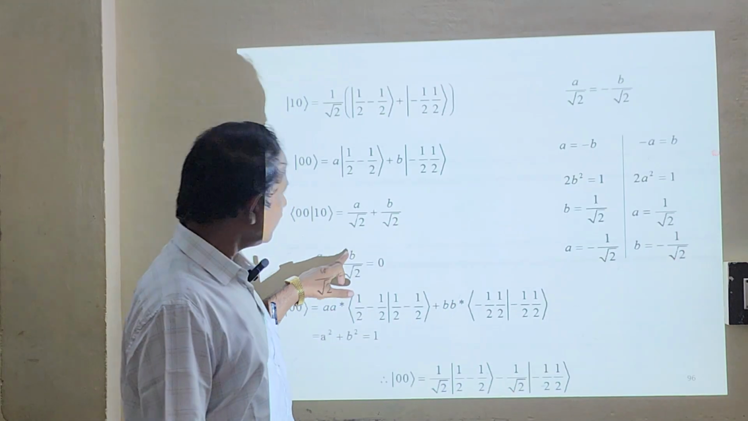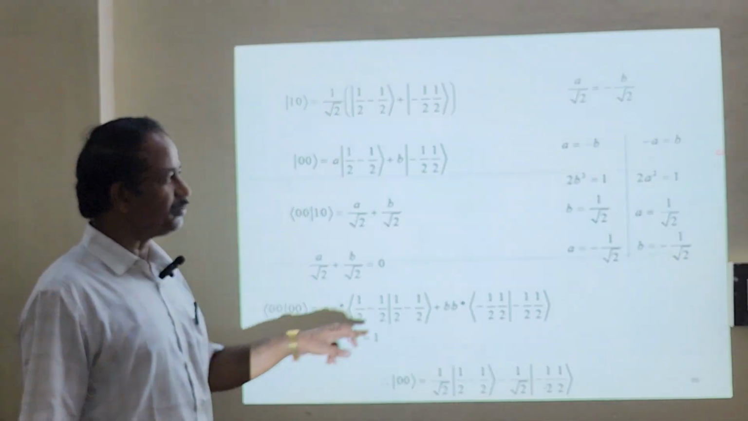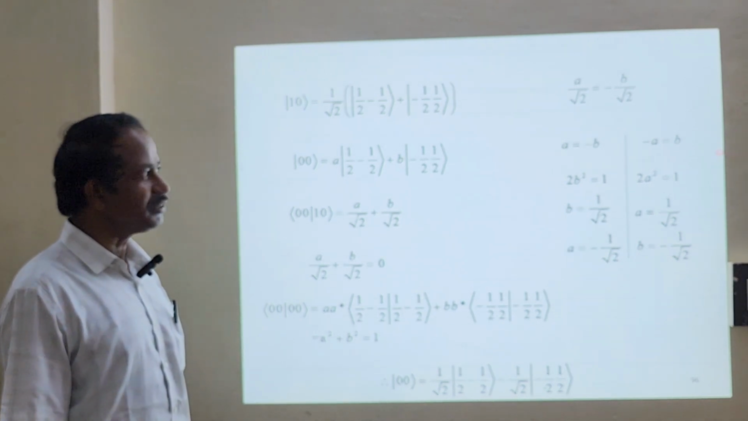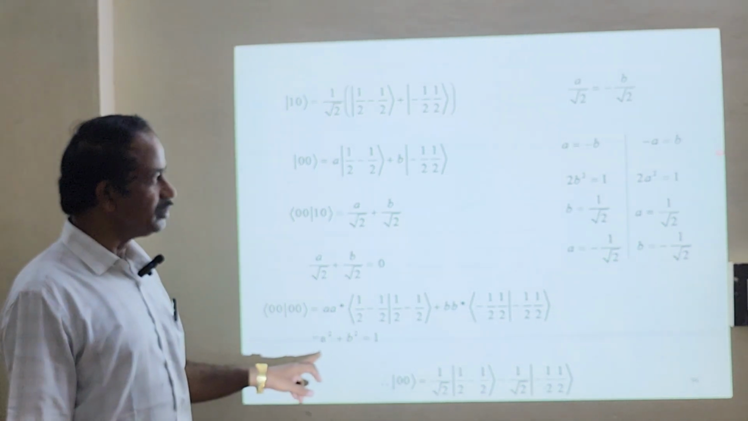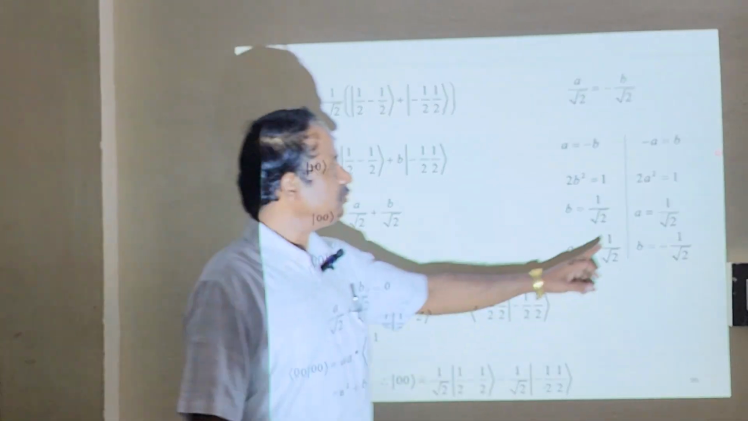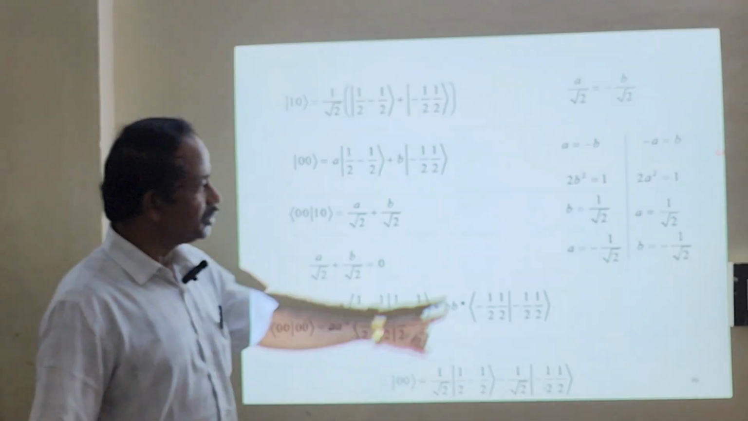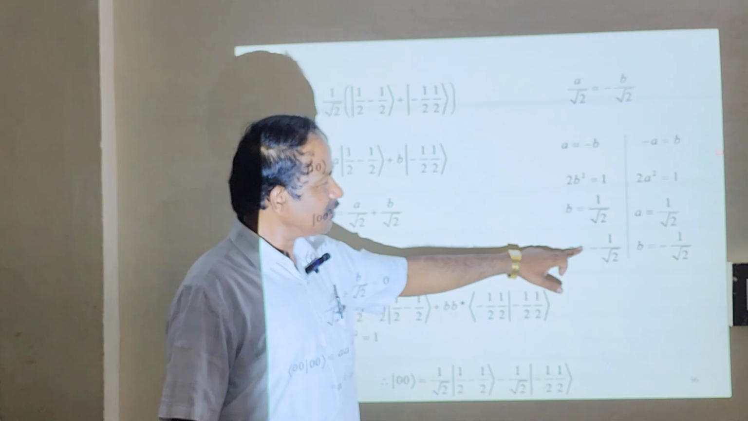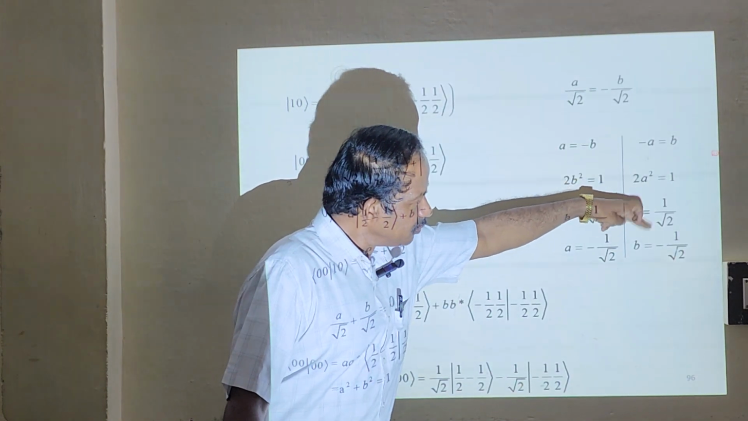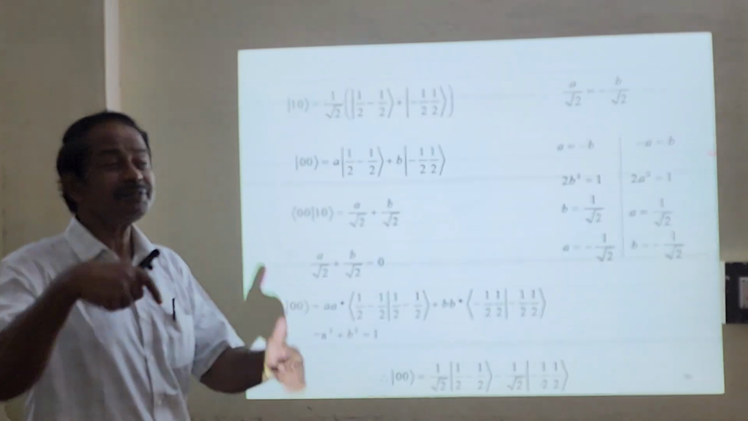Now suppose you write it the other way around, minus A equals B. Substitute here, you will get 2A squared equals 1, correct? There are two possibilities, A equals minus B. You will have 2B squared equal to 1 for the first case, and for the second case, 2A squared equals 1. You have A equals 1 by root 2, B equals minus 1 by root 2. Look at the sign: A equals minus 1 by root 2, B equals minus 1 by root 2. Here A equals plus 1 by root 2, B equals minus 1 by root 2. Here A equals minus 1 by root 2, B equals 1 by root 2. Whichever value we have to take.